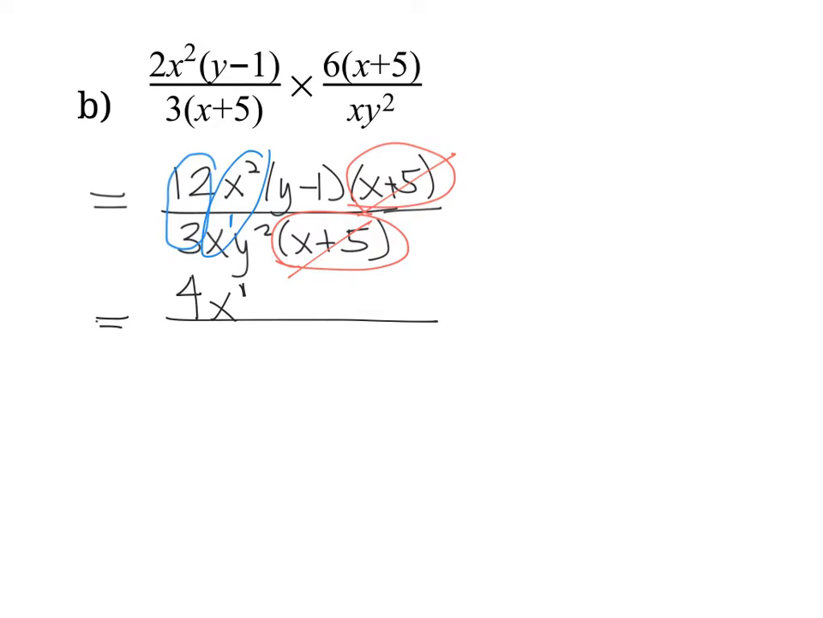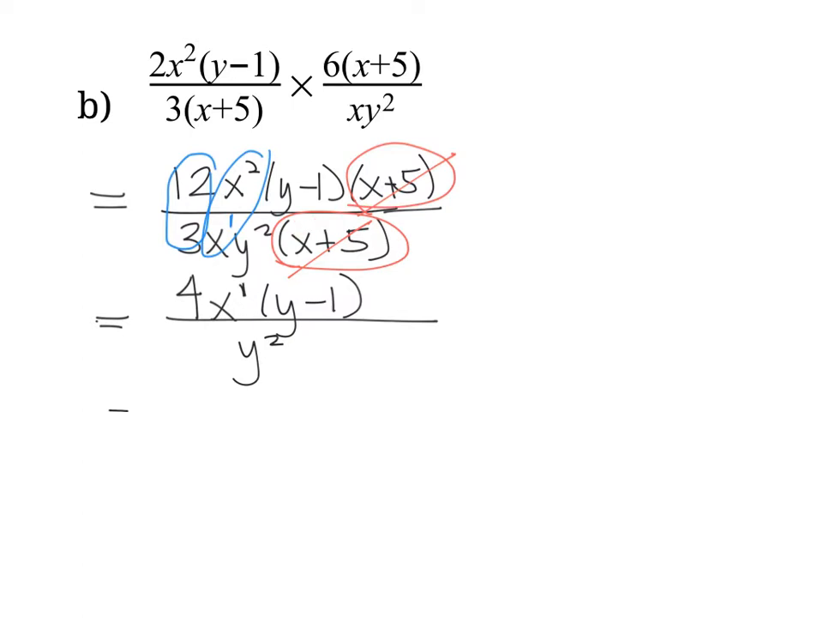And then up at the top, we are still left with a y minus 1. So I'm going to copy the y minus 1. And then at the bottom, we've dealt with the 3 because we did 12 divided by 3, that makes 4. We've dealt with the x because we simplified these two terms, but we still have a y squared. And x plus 5 was canceled out. So we have our final answer here.